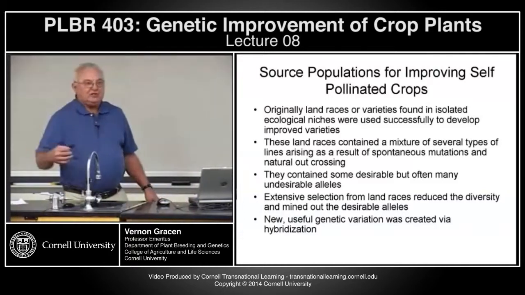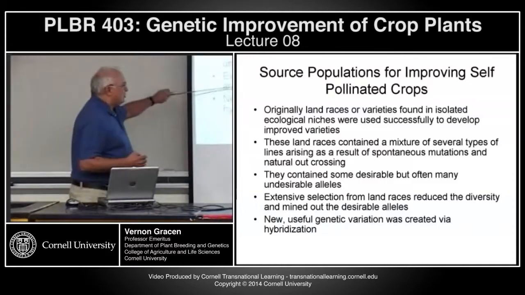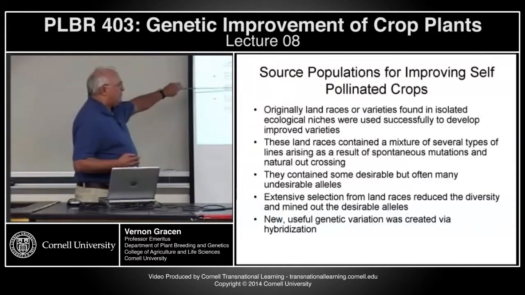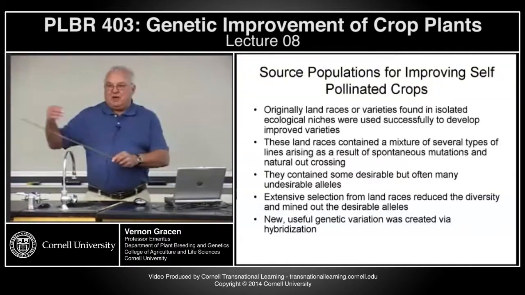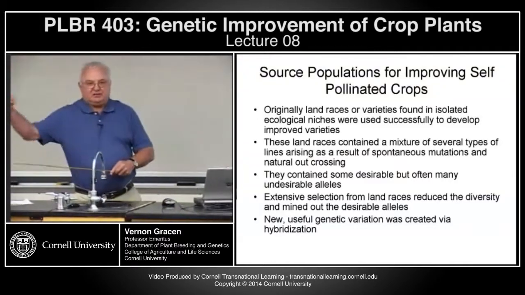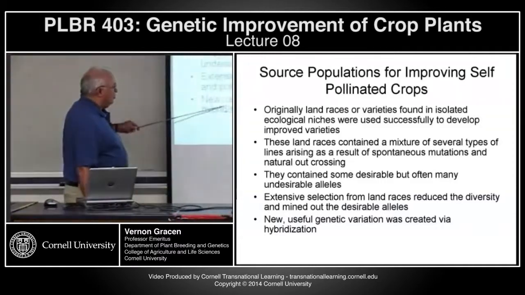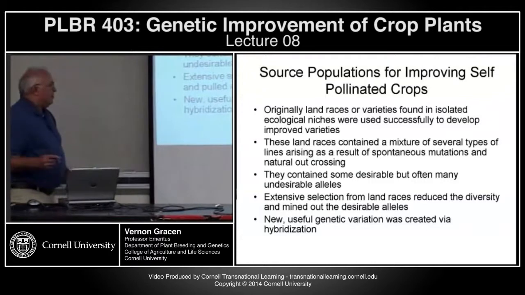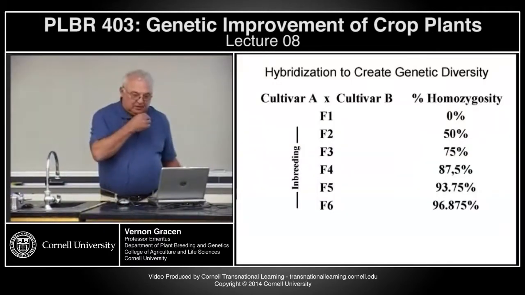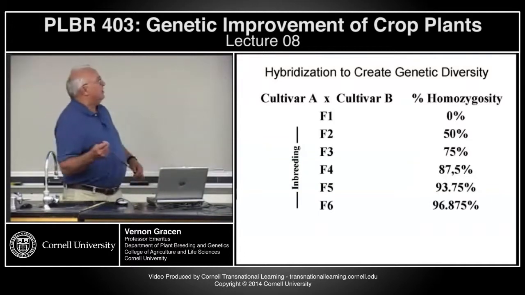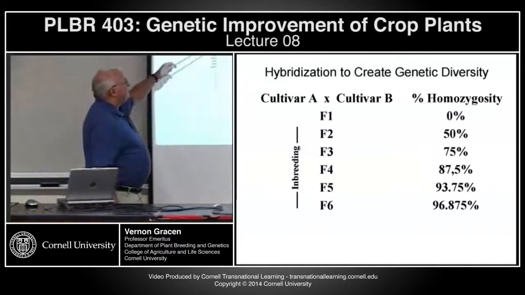And so more recently, self-pollinated crop breeders are trying to use these varieties that already have pulled out desirable alleles from the land races and only go back to the land races if you need something specific. And so today, new and often more useful genetic variation is created via hybridization. What does that do? Hybridization creates diversity, and we've gone through this before.